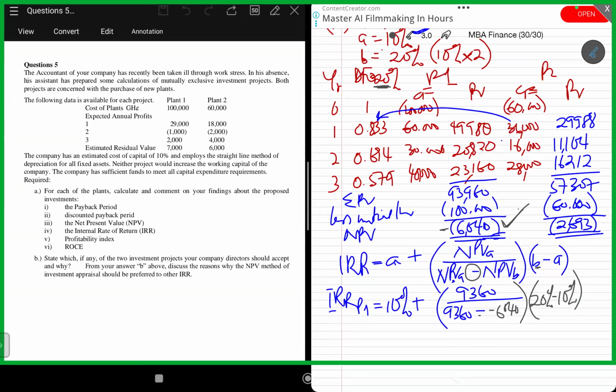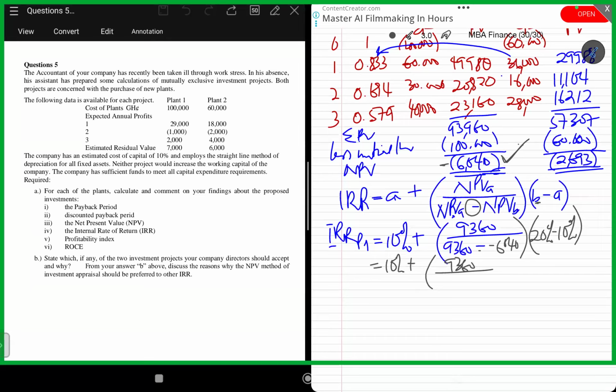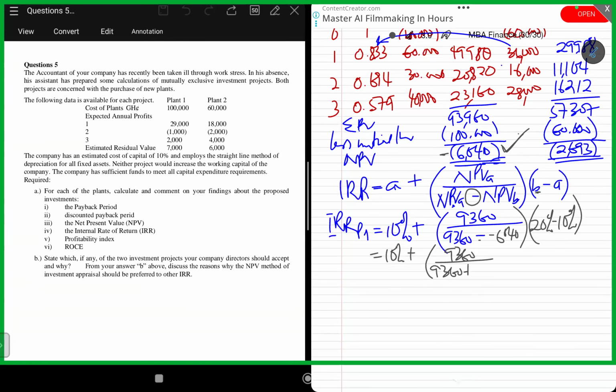I wanted you to solve the IRR for me, though you are not writing. So it will be equal to 10% plus 9360 over, when two negatives meet, what do they become? Positive. So you're going to have 9360 plus 6040, times 20% minus 10%. What do we have? Just make it 20 minus 10. Don't bring the percentage.